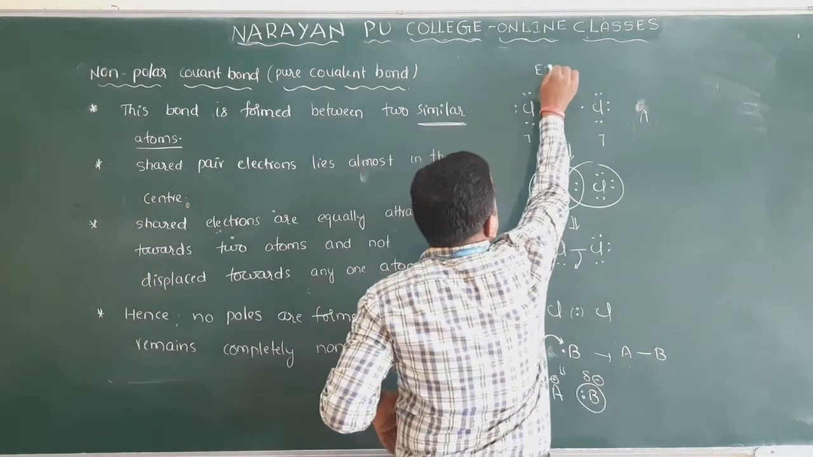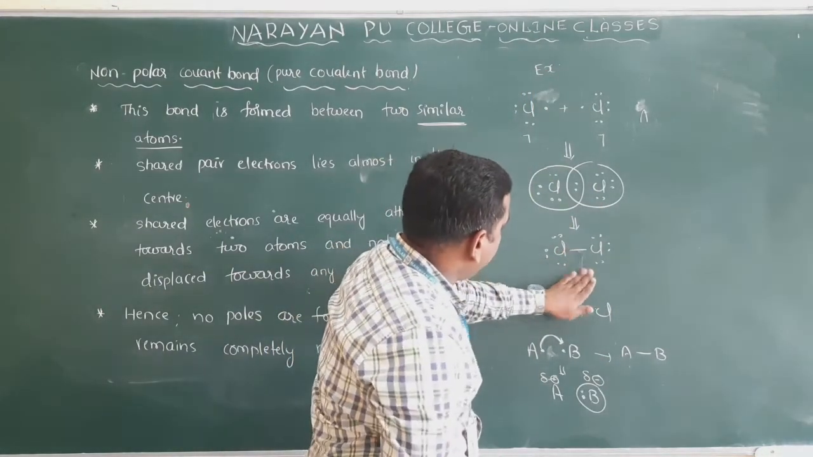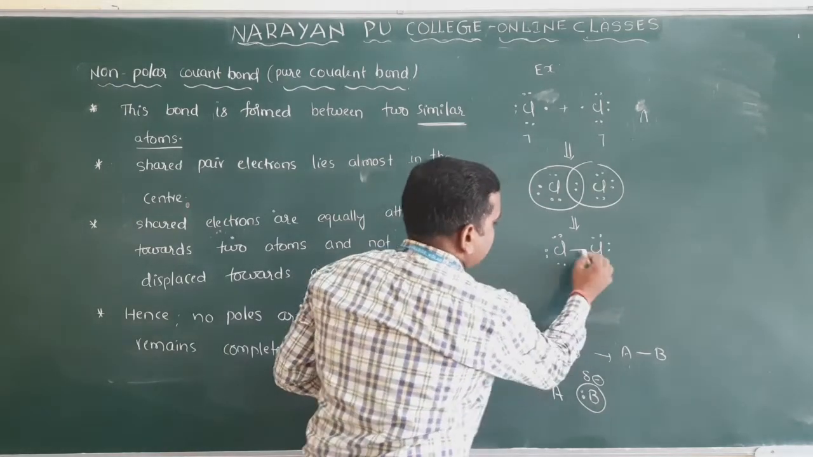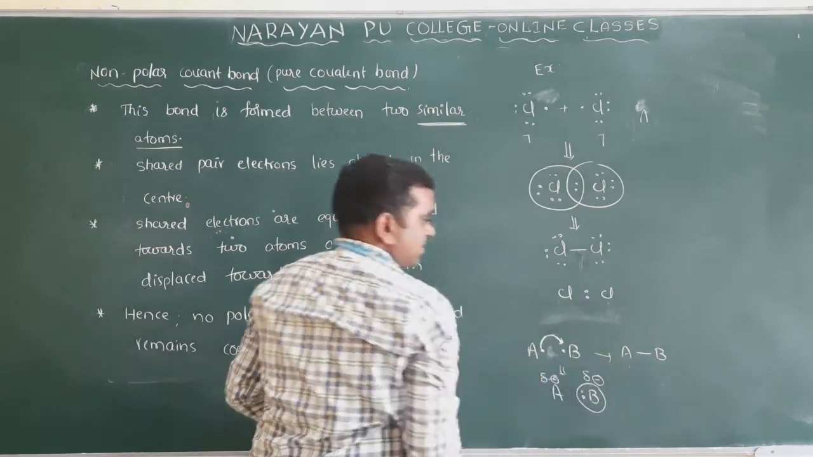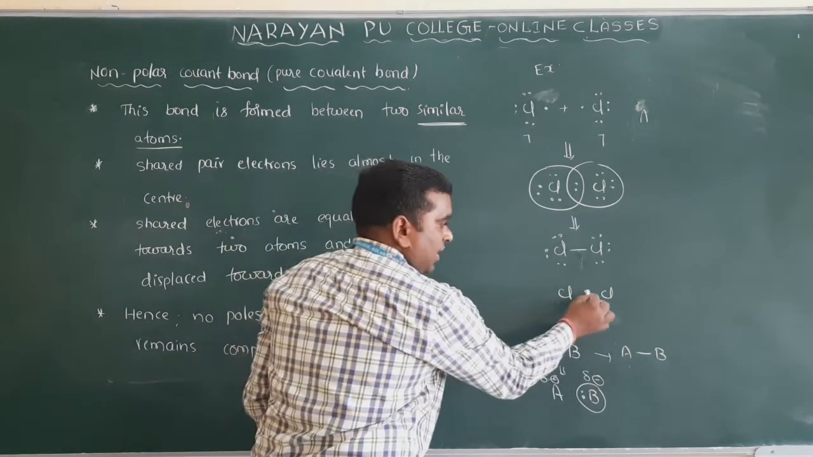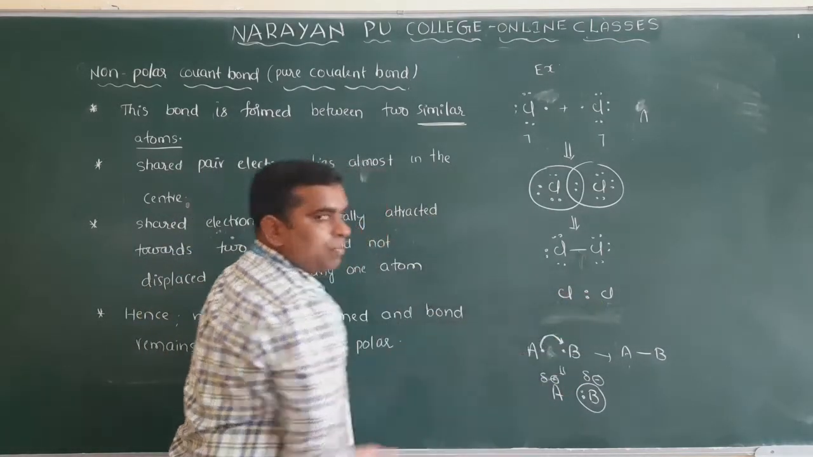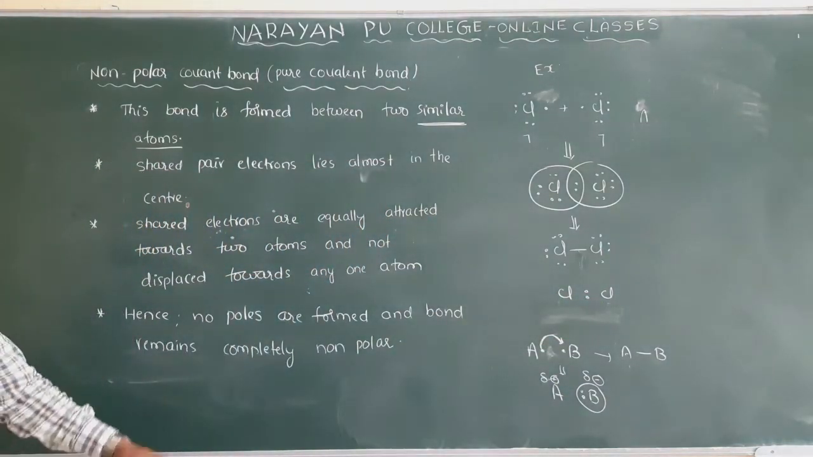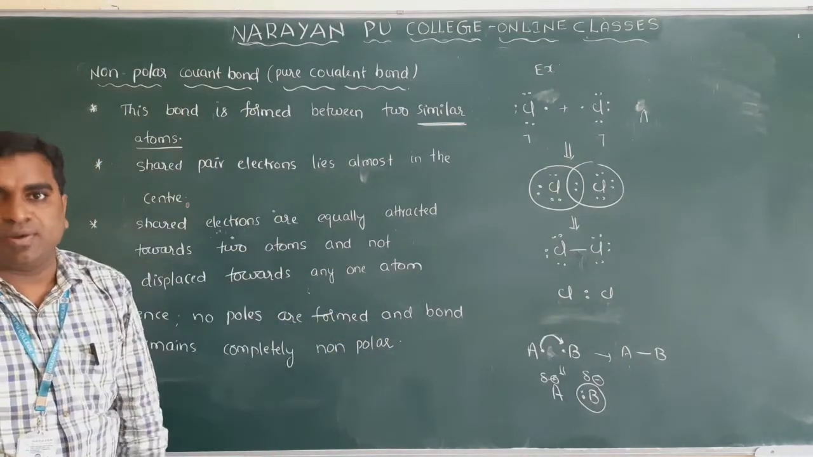This is the example; you can write it there. So this is the chlorine and this is the bond, and this pair is the shared pair of electrons. Where will these electrons be now? They are exactly at the center. Clear? So it is not attracted towards any one of the atoms, so poles will not be generated or formed. So we will call it a non-polar covalent bond.